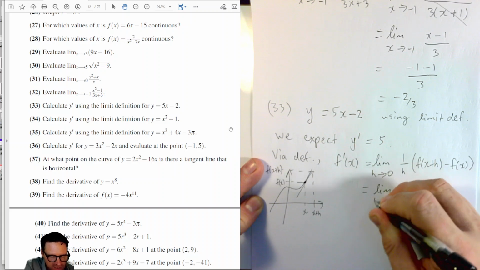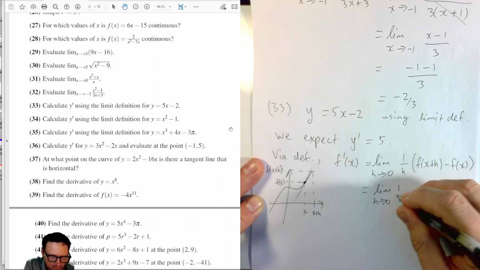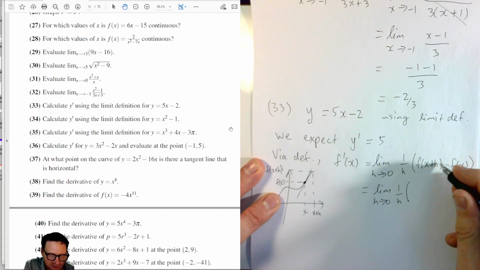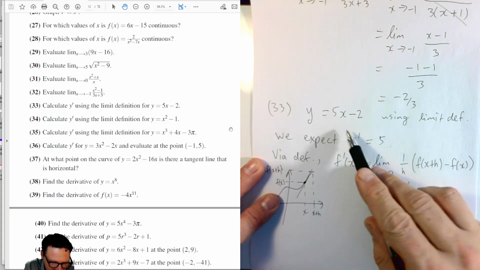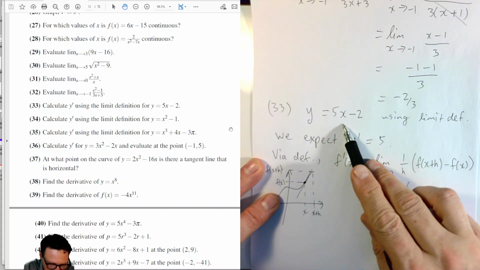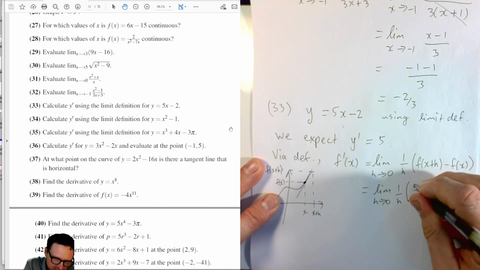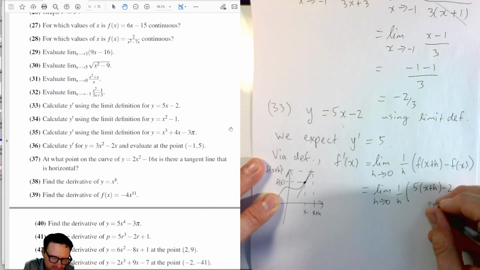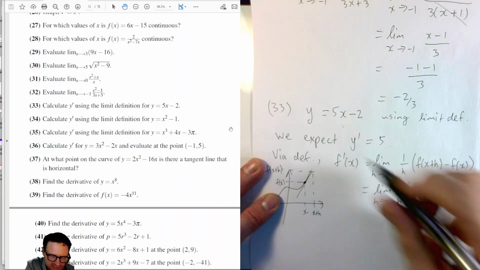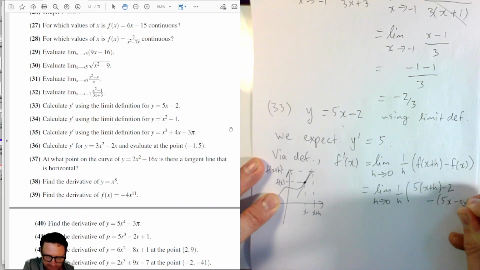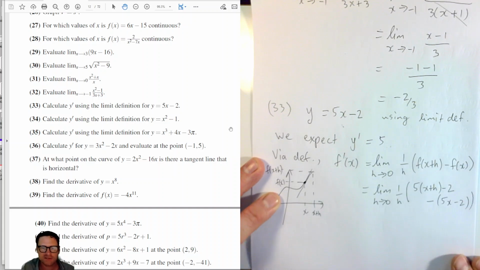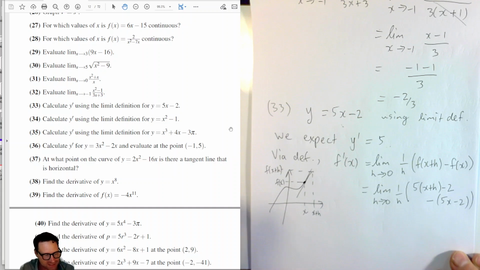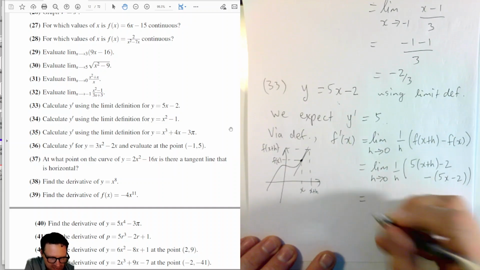So we have the limit as h goes to 0 of 1 on h. Now f of x plus h, what we're doing here is we're taking this function and replacing all of the x's with x plus h. So 5(x plus h) minus 2, and then we subtract f of x. Be careful with the signs. Okay, now we just need to simplify this and cancel things.